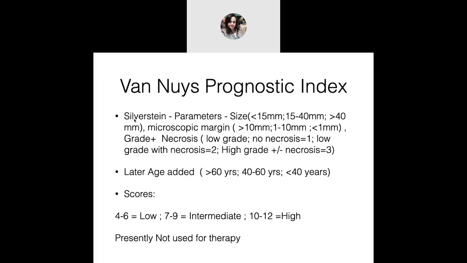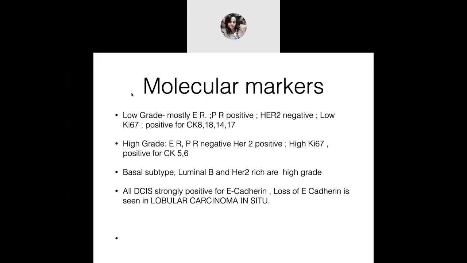Just like you know your Apgar score, Glasgow Coma Scale, you know. So it's a prognostic indicator. Now we have more importance given to molecular markers. It has mostly ER receptor positive, maybe PR is also positive, but HER receptor is negative.